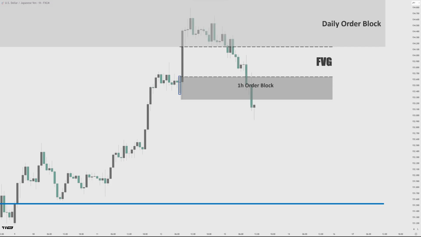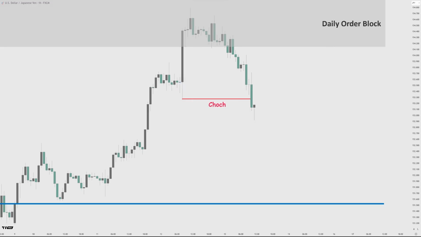The price breaks below the 1-hour order block, showing that supply has taken control. This is a strong sign that the short-term uptrend is over, and that the price can continue moving lower in line with the higher time frame direction. So where do we enter the trade? We wait for the price to create new bearish order blocks.